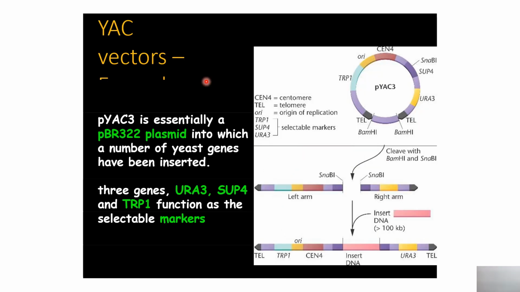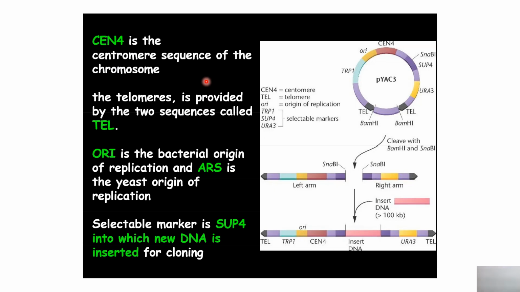It's essentially a pBR322-like plasmid into which a number of yeast genes have been inserted, and three genes, URA3, SUP4 and TRP1, function as the selectable markers. CEN4 is the centromere sequence of the chromosome. Telomeres are provided by the two sequences called TEL, ORI is the bacterial origin of replication, and ARS is the yeast origin of replication. Okay. The selectable marker SUP4 is where new DNA is inserted for cloning.